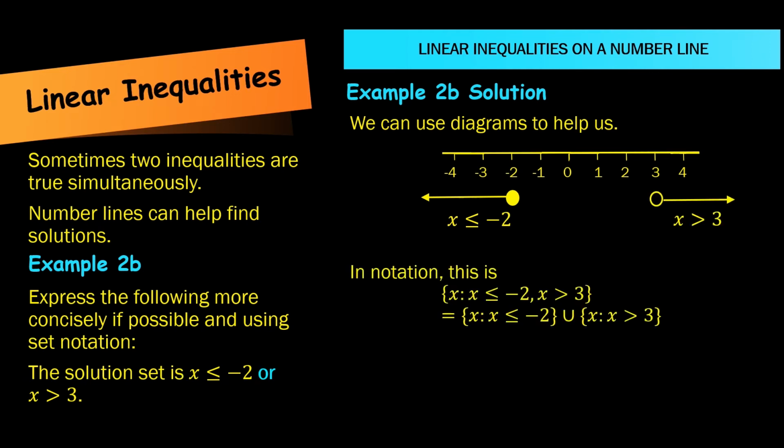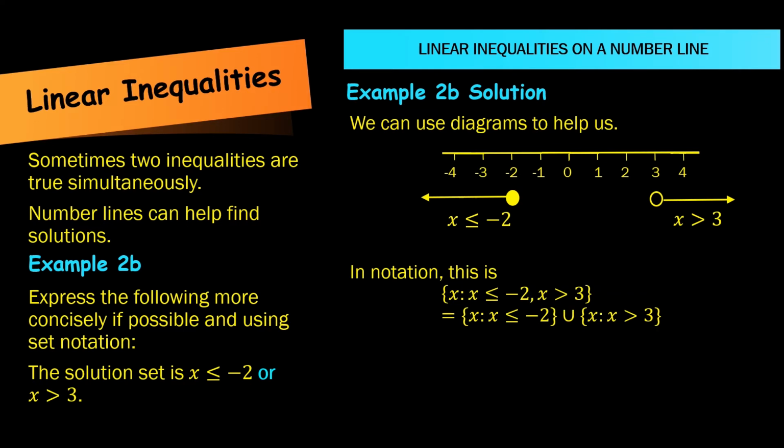And in notation, we have x such that x is less than or equal to -2, comma, x greater than 3. So either can be satisfied. X less than or equal to -2 is here, or x greater than 3 as here.